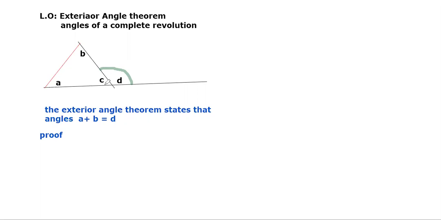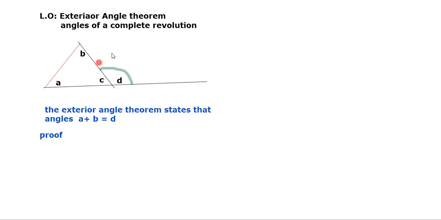So the exterior angle theorem says that if you have a triangle like this, okay, this is a triangle that you have, then what does it state? It states that A plus B is equal to D, and I'm going to prove that. And you should be very careful.